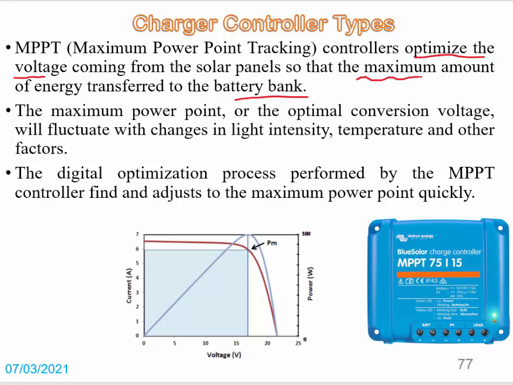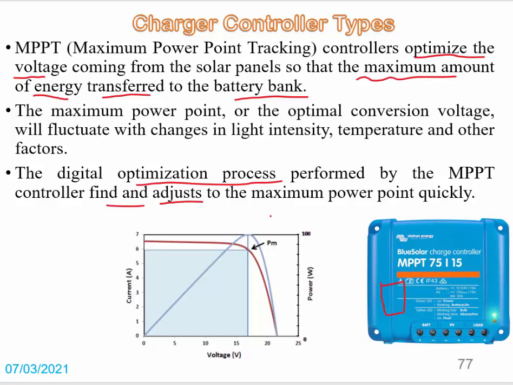We will get the maximum amount of energy transferred to the battery bank. The maximum power point, or the optimal conversion voltage, will fluctuate with changes in light intensity, temperature, and other factors. The digital optimization process performed by the MPPT controller finds and adjusts the maximum power point quickly.